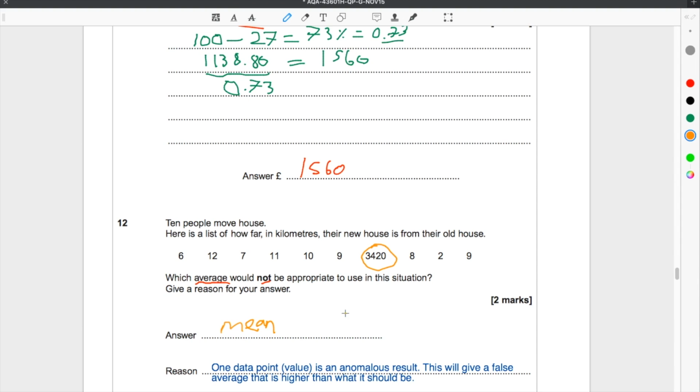We need to identify that the mean is what we wouldn't use, because remember, the mean is when we add together all of these values and then divide by how many there are. Well, there are 4, 5, 6, 7, 8, 9, 10 values here, and if we do all of these values added together divided by 10, then it's going to be much higher than it should be because of this anomalous result here. So we wouldn't use the mean because of that value. Going to the mark scheme.